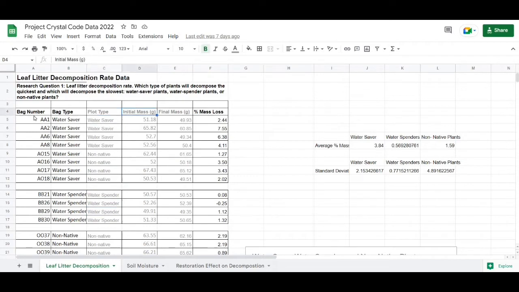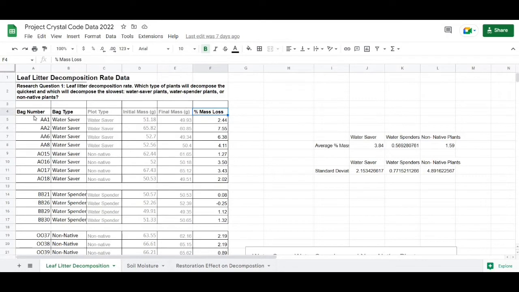Next, we'll look at initial mass. Initial mass just talks about the mass of the bags when they were first made. Final mass is the mass of the bags as you weighed them during Project Crystal Cove. And lastly, we have percent mass loss. Percent mass loss shows the percentage of the leaf litter that has been decomposed.